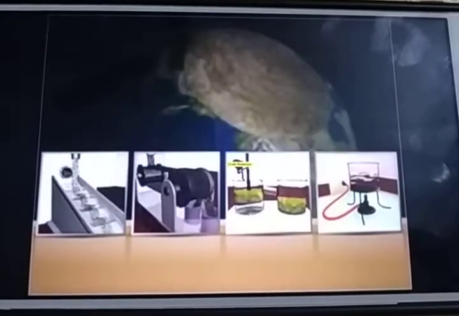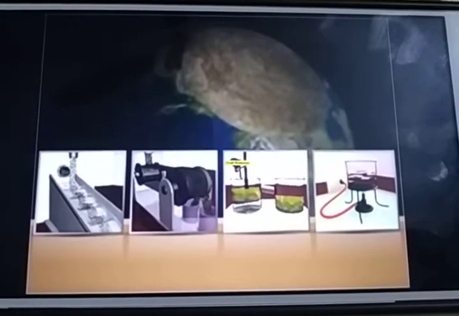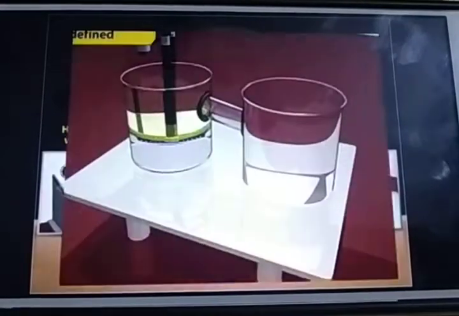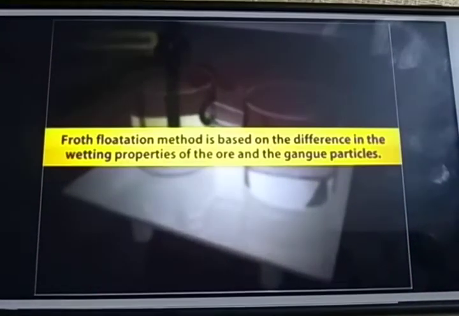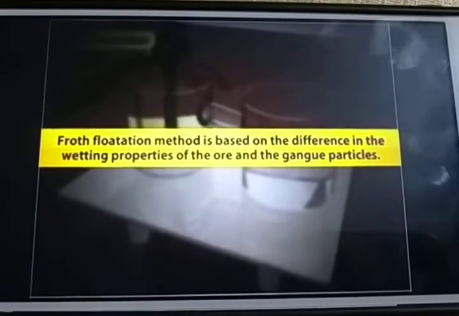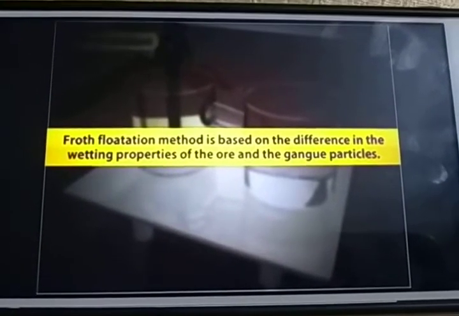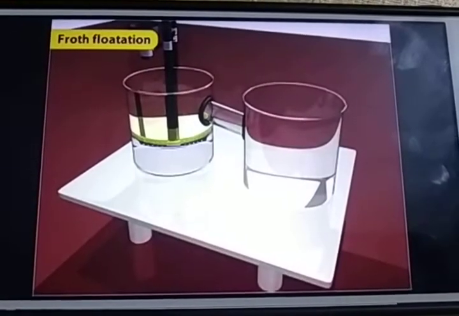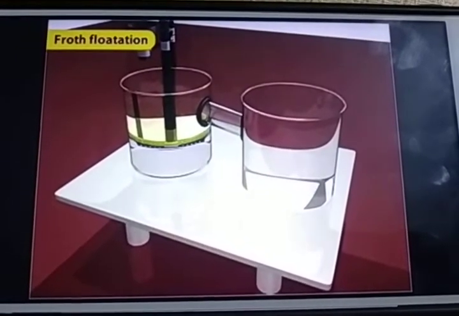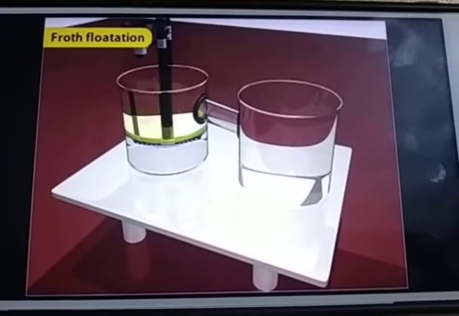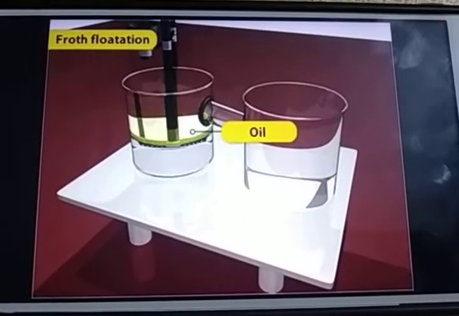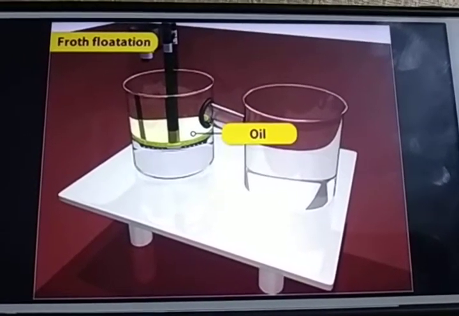The next method used for concentration of ore is the froth flotation method, which is based on the difference in the wetting properties of the ore and the gangue particles. The froth flotation method is used exclusively for sulfide ores, where the ore particles are wetted by oil, while the gangue particles are wetted by water.